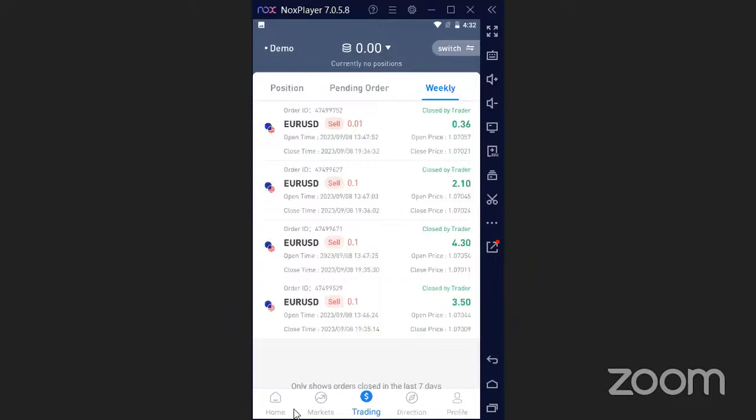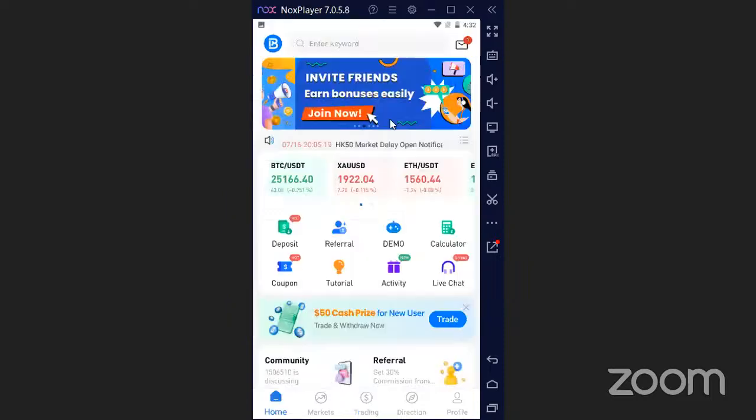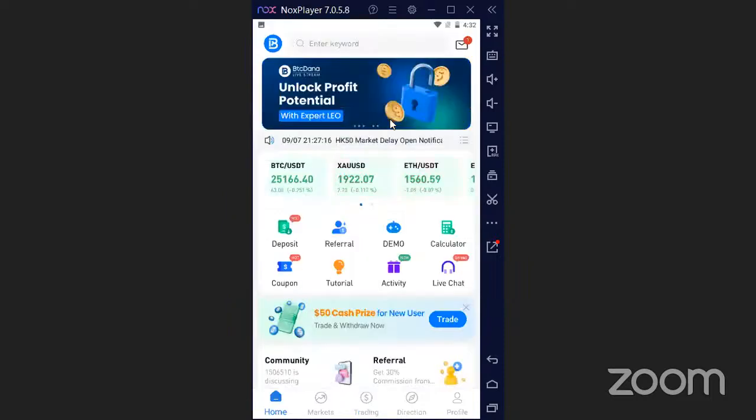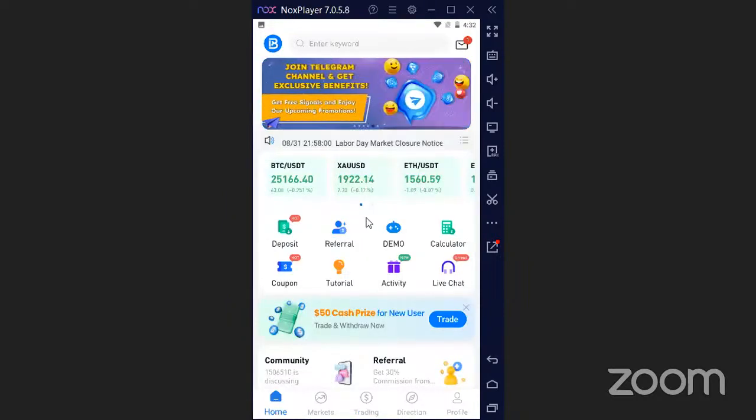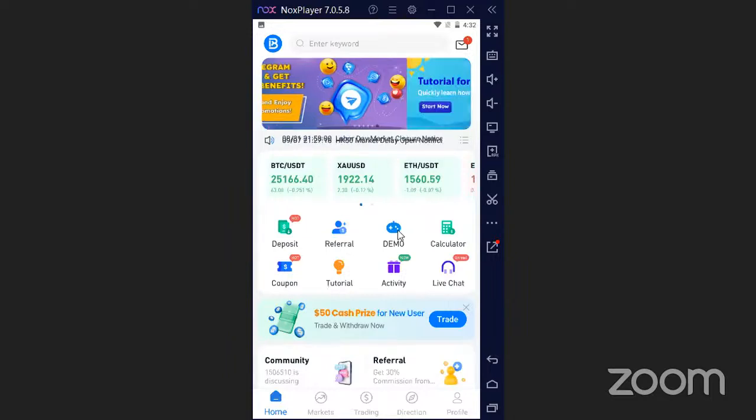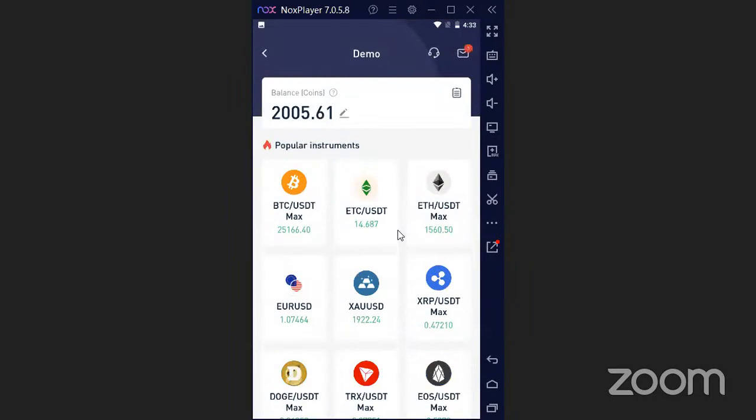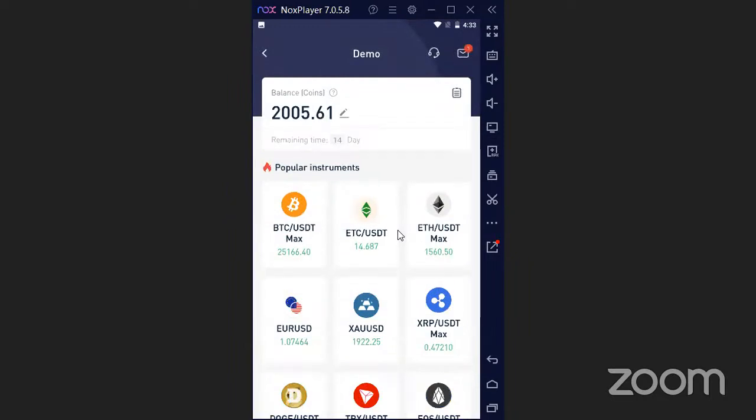If you haven't registered, if you are here, I'm sure you already registered with the BTC Dana trading application. Okay, so you need to register on the app. Once you are registered, please come to this demo here. Click on demo. I want you to activate your demo, because that is where you are going to be practicing how you can start to open positions. When you click on it, you see mine, I've already activated it. That's why it's showing this.